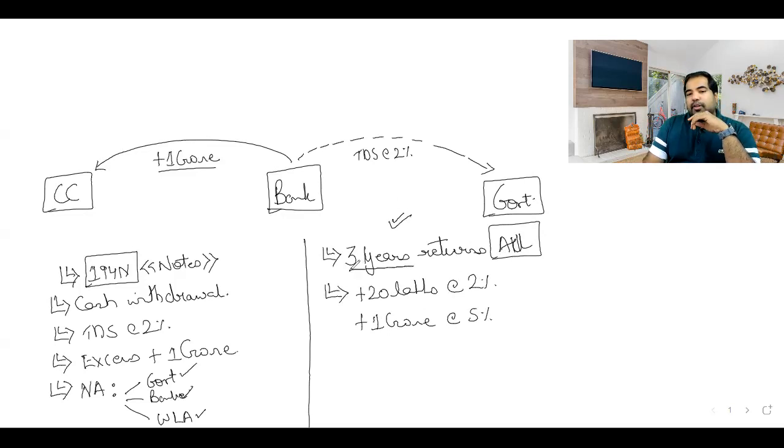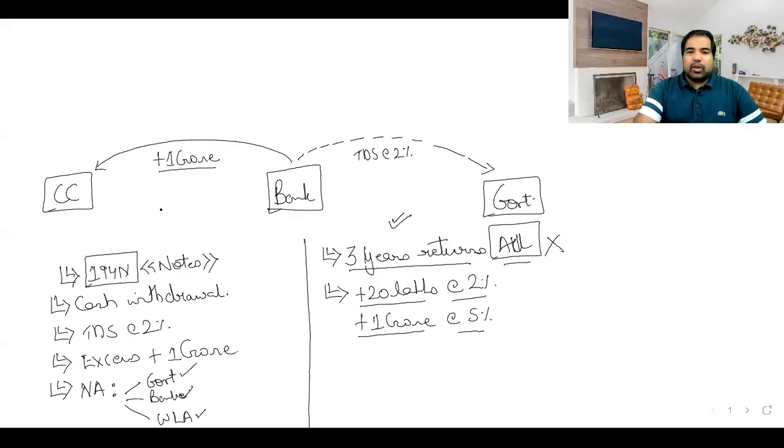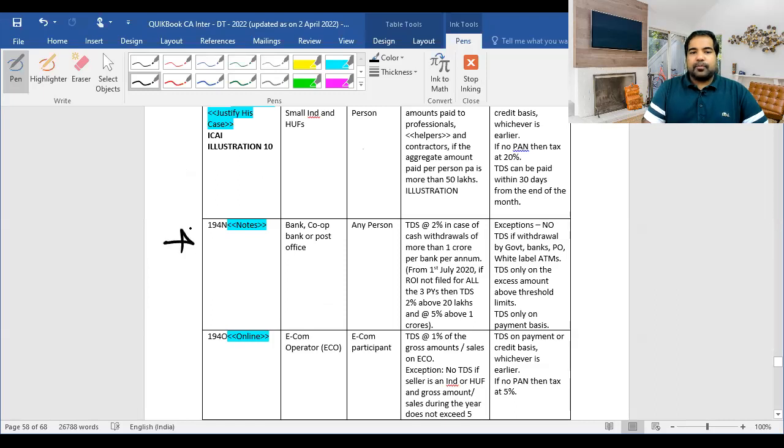If you have not filed 3 years returns, all 3 returns are not filed, then the TDS rate changes. If the withdrawal is more than 20 lakhs, then 2%, and if the withdrawals are more than 1 crore, then 5%. This will be the TDS rate under section 194N. This is notes. Let's have a look at the quick book on 194N.